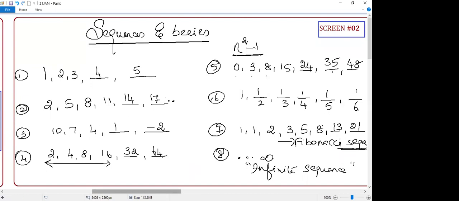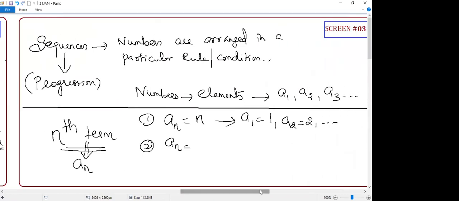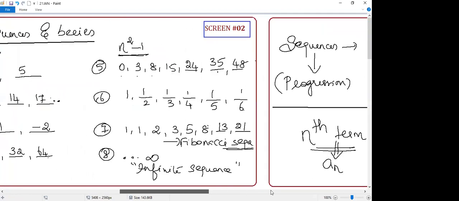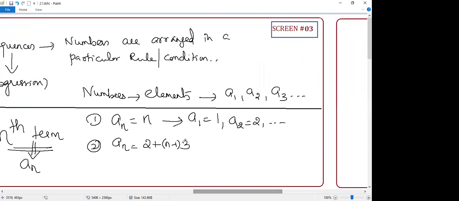Sir, can you repeat, sir? I don't understand. Yeah, that's what I want. Maybe I'll write now, then you guys will understand. If I write 2 plus (n minus 1) into 3, this we are going to learn in detail, student. So basically, 2 plus 3n minus 3, so I'll write 3n minus 1.